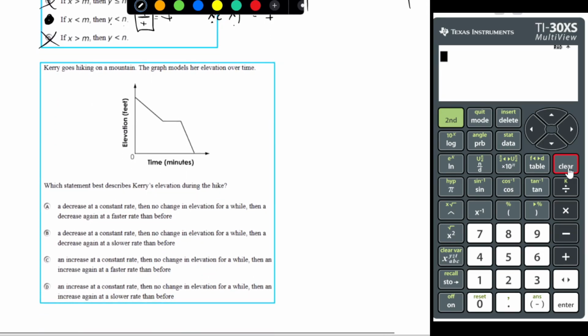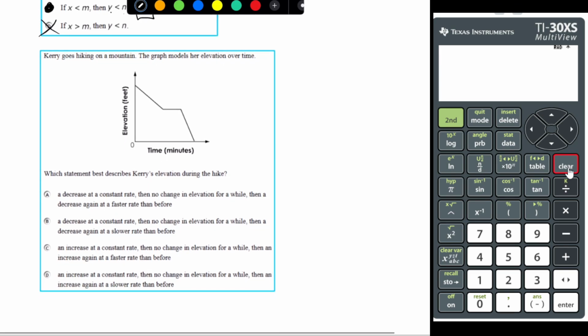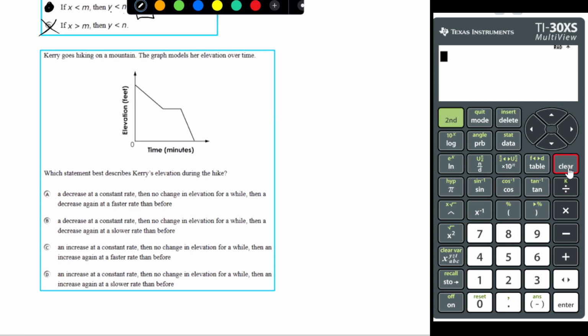Carrie goes hiking on a mountain. The graph models her elevation over time. What statement best describes Carrie's elevation during the hike? Okay, so the biggest mistake I see with questions like this is that people interpret elevation somehow as speed. This doesn't represent how fast Carrie is going. What this represents is how their height changes.